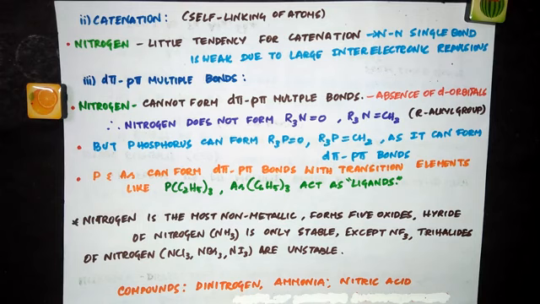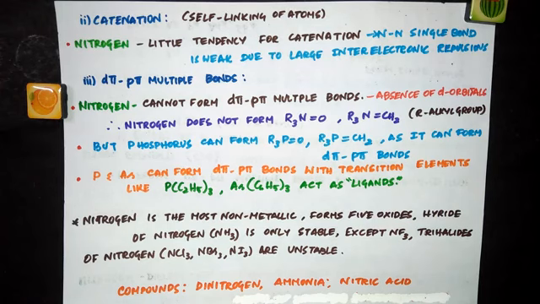So to conclude, nitrogen has little tendency for catenation. And the next one is dπ-pπ multiple bonds. We just saw that nitrogen is capable of forming pπ-pπ multiple bonds, whereas the rest of the family members are not capable of doing so because of the big size of their atomic orbitals, and overlapping cannot be effective. Nitrogen can form pπ-pπ multiple bonds because of its small size and high electronegativity, and overlapping will be to an appreciable extent. And now we are talking about dπ-pπ multiple bonds.